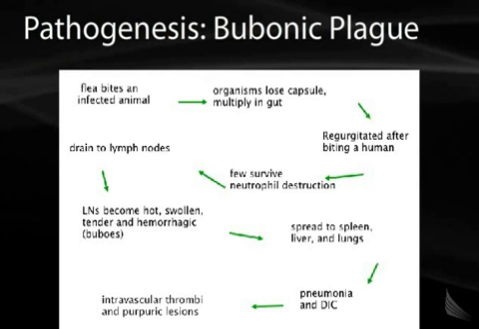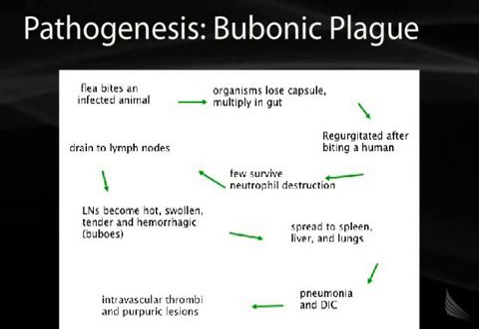This figure shows the pathogenesis of bubonic plague. What happens is the flea bites an infected animal, and the organism multiplies in the gut of the flea. The flea then bites the human and regurgitates the organism after biting the human. Few survive neutrophil destruction, but a few of them live, and they drain to the regional lymph nodes. That's where you get the setup of a bubo.